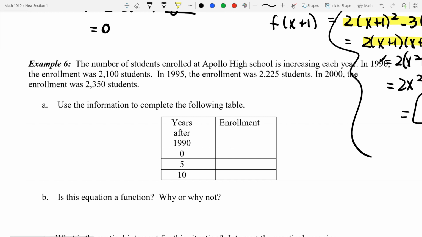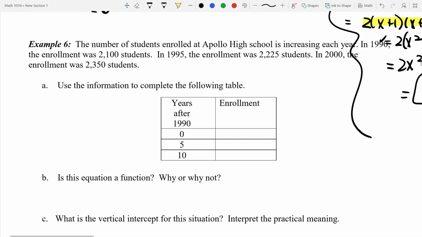Okay, question 6. The number of students at Apollo High School, that's where I used to teach in Arizona. I taught in Arizona for 8 years, and that was my school. I loved it.